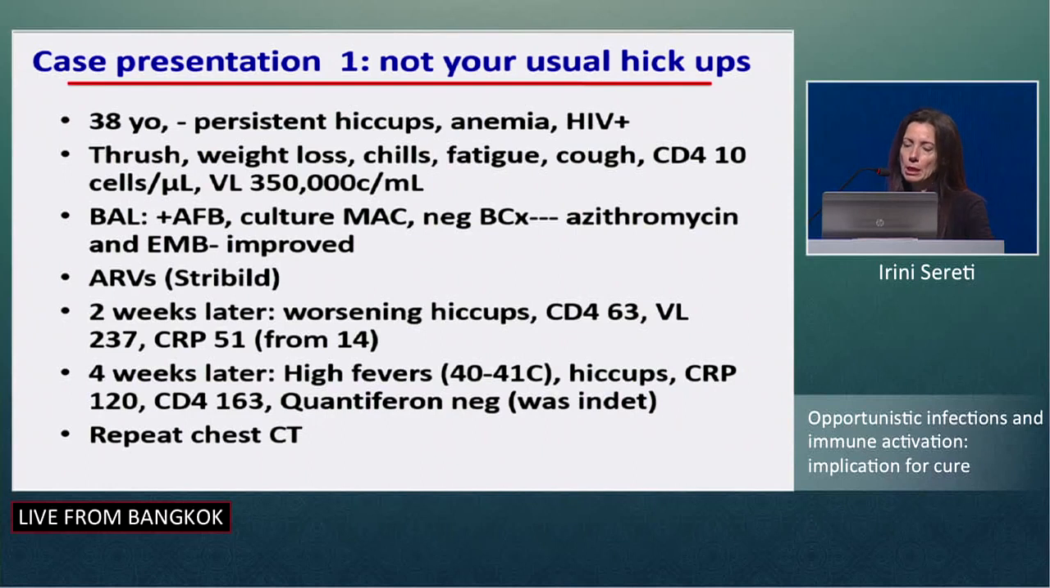He couldn't even sleep. His CD4 count had increased to 63. Viral load had dropped to 237. C-reactive protein had gone to 51. And then we tried to sort of conservatively manage him. And then 4 weeks later, came back now with systemic symptoms, fevers to 40, 41. Even more severe hiccups. C-reactive protein now had gone to 120, CD4 to 163, and he was also quantiferon negative. Prior to ART, he was indeterminate.